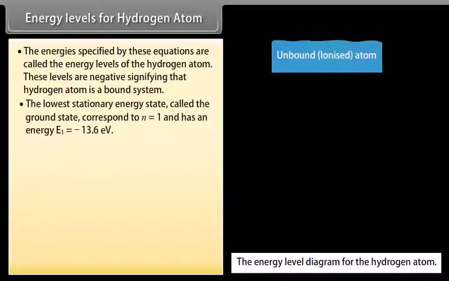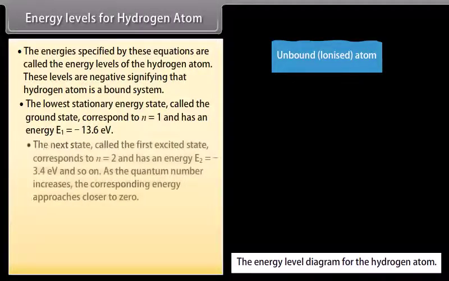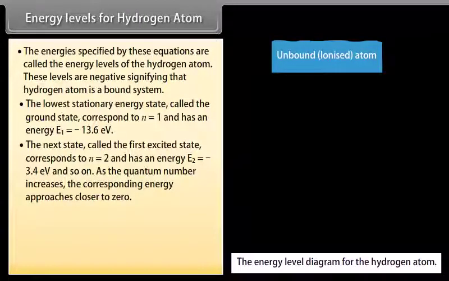The lowest stationary energy state, called the ground state, corresponds to n = 1 and has an energy E1 = -13.6 electron volt. The next state, called the first excited state, corresponds to n = 2 and has an energy E2 = -3.4 electron volt, and so on. As the quantum number increases, the corresponding energy approaches closer to zero.